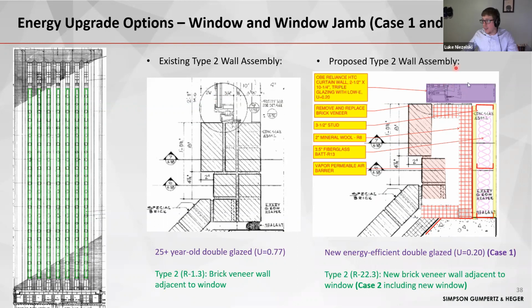Case 2, reconstruct this mass masonry area to include insulation in the cavity to make it continuous from the wall cavity to the thermal break of the window. Then also rebuild a stud wall inside and add insulation to it. So that is case 2.